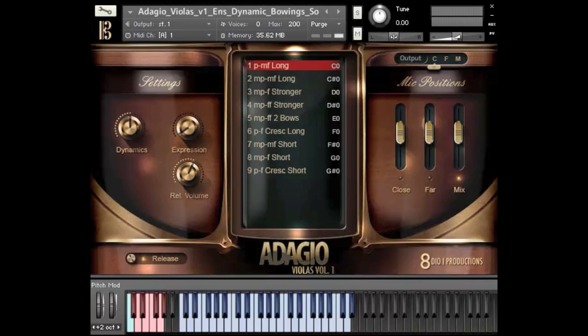Hey, this is Strolls from 8Dio, and today we're going to be taking a look at our Adagio Violas Ensemble Dynamic Bowings Sordino, so essentially the muted strings for our viola ensembles.